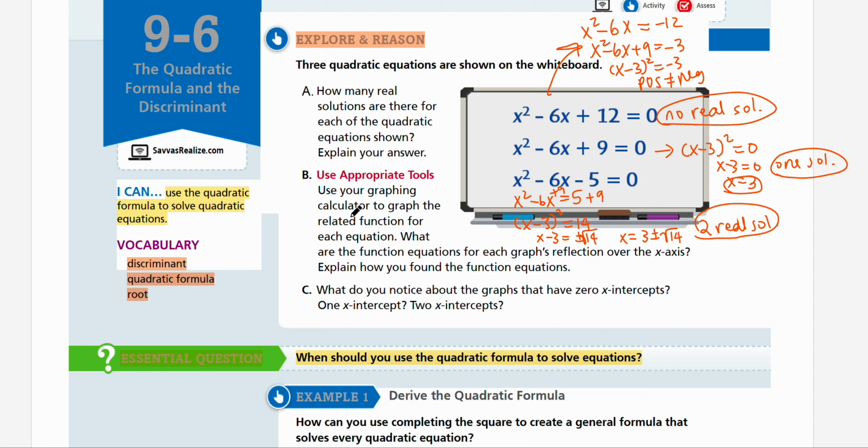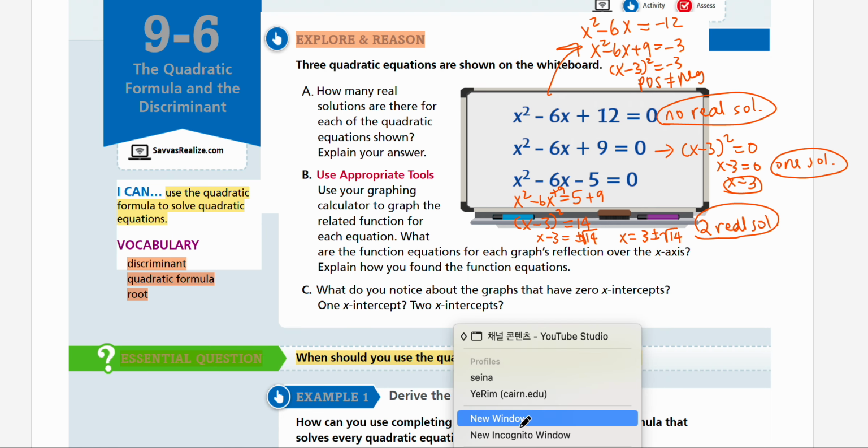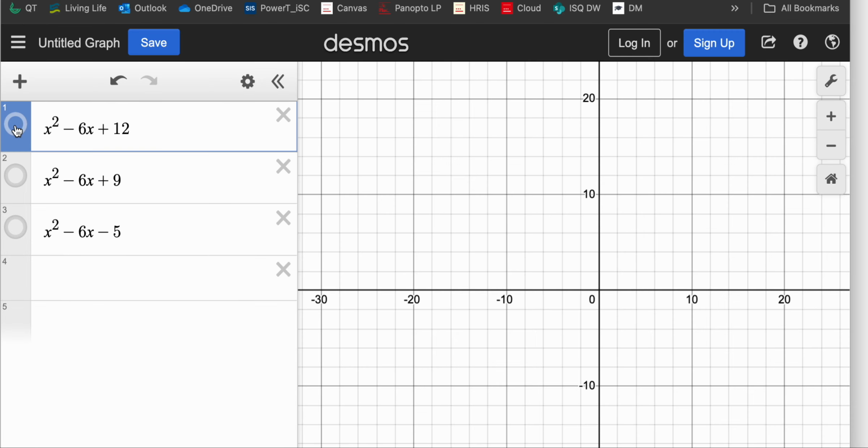So let's look at part B. Use your graphing calculator to graph the related function for each equation. What are the function equations for each graph's reflection over the x-axis? Explain how you found the function equations. Okay, so let's graph the related function.